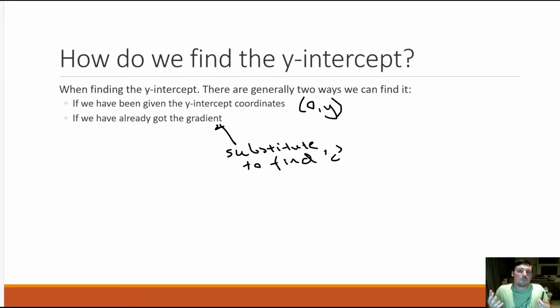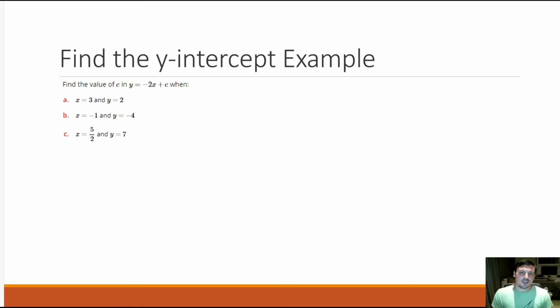With the first one, we're being given it, so we're just saying C equals this. So we'll go into an example in a second. Find the y-intercept example. If you want, you're more than welcome to try these before I go through them, so you can pause the video, practice them yourself and see if you can do them.